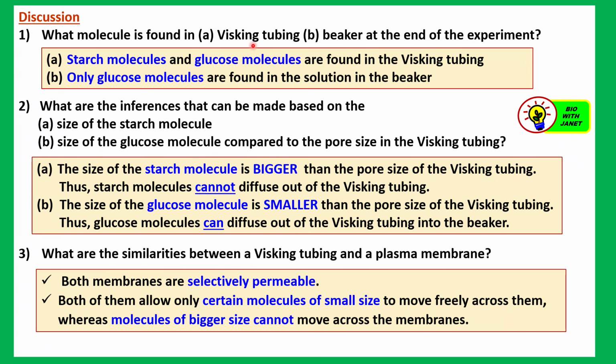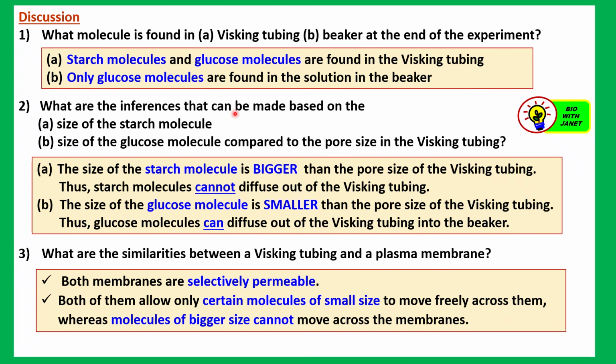The molecules found in the Visking tubing will be the starch molecules and the glucose molecules. Some glucose molecules may have diffused out into the distilled water in the beaker, but some are left inside the Visking tubing. So starch and glucose molecules are found in the Visking tubing at the end of the experiment. But outside, in the solution in the beaker or the distilled water in the beaker, there are only glucose molecules. They are found in the solution in the beaker, outside the Visking tubing.